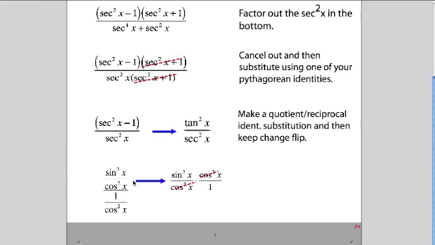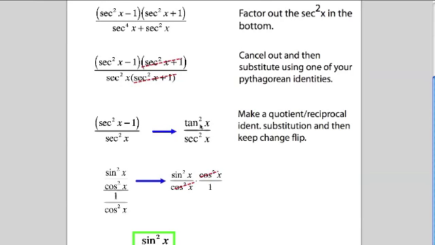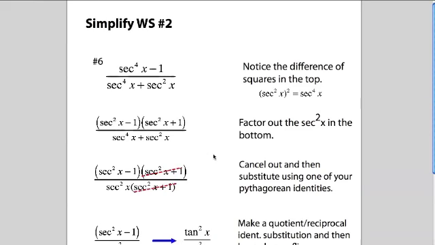We keep the top the same, and we take the bottom fraction and flip it over, and then the cosines cancel, and I'm left with just sine squared. And that's the end of number 6.